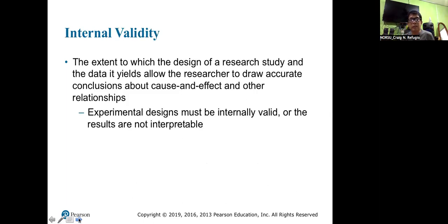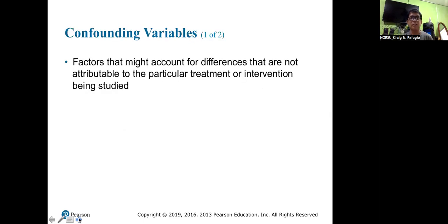We have the term internal validity in an experimental research design. It is the extent to which the design of a research study and the data it yields allow the researcher to draw accurate conclusions about cause and effect and other relationships. So experimental designs must be internally valid or the results are not interpretable. So take note of internal validity, one of the things that we consider in experimental research designs.